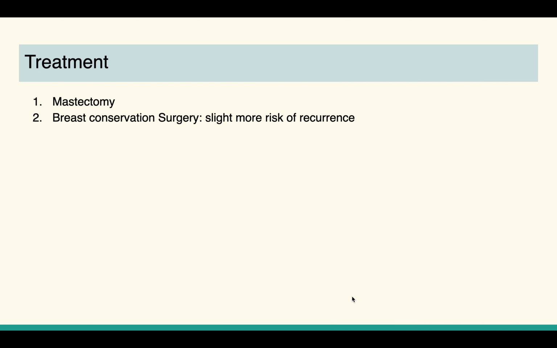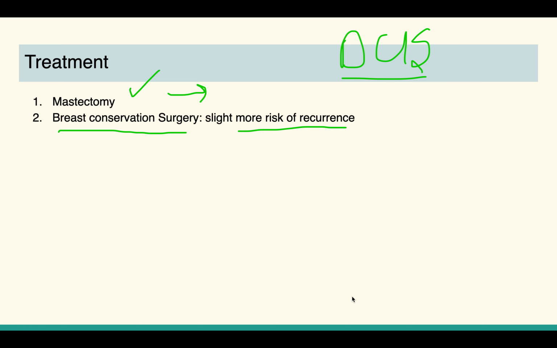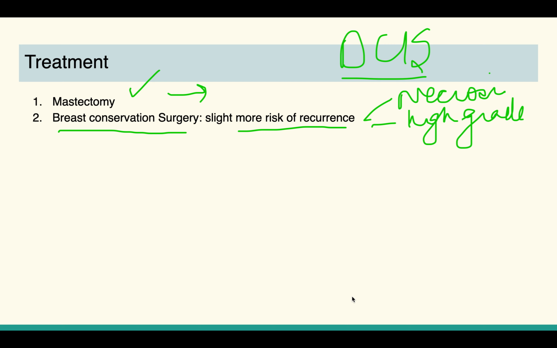If you are talking about the treatment of DCIS, prophylactic mastectomy can be done in the patient. This has fewer chances of recurrence. The second option is breast conservation surgery, which has slightly more risk of recurrence, especially if necrosis is present or if the DCIS was high grade. So it has more chance of recurrence.